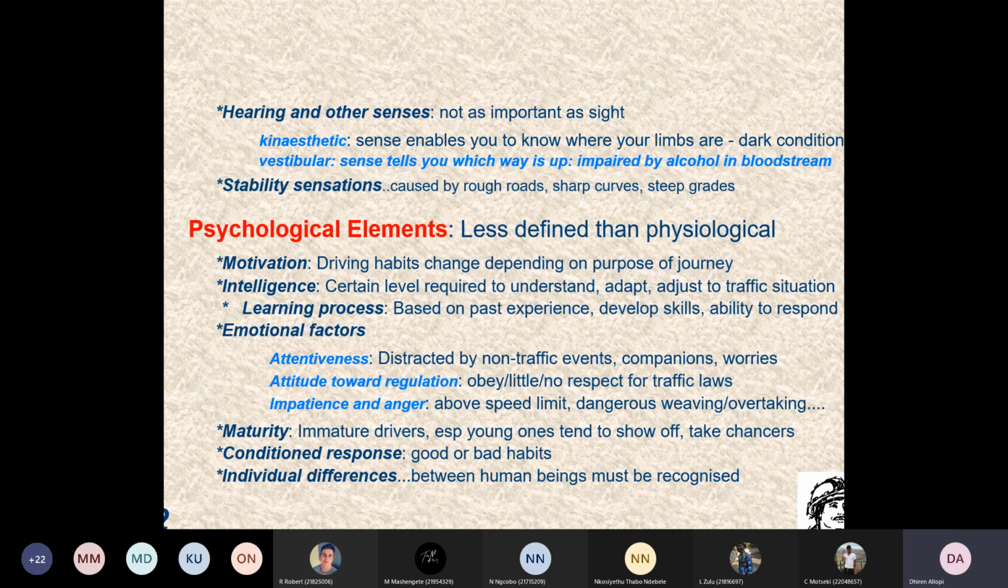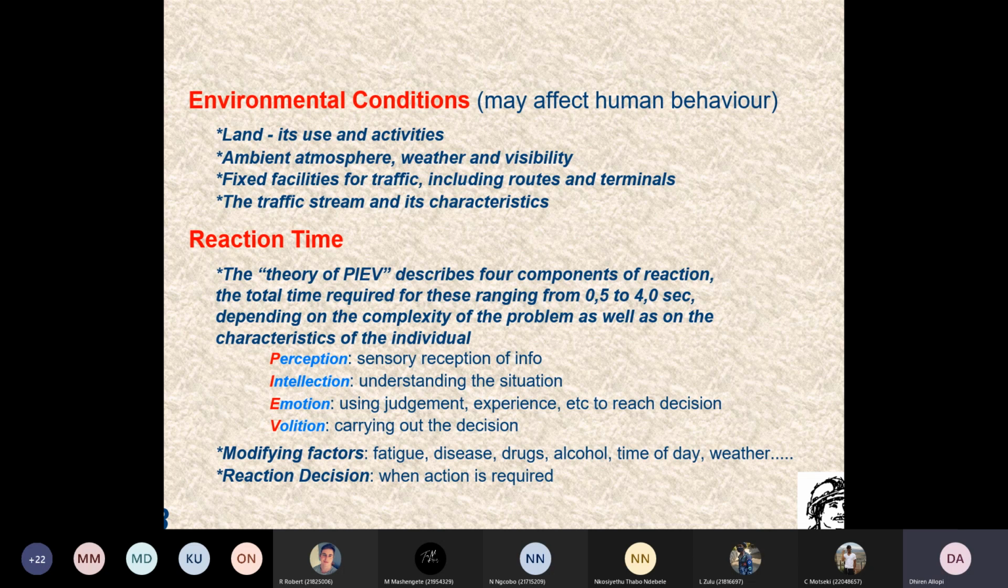Conditioned response, good or bad, so comes with habit. Sometimes they say habits are hard to change, especially the bad ones. So you live with it and you demonstrate that in your driving. Conditioned response. And yes, one must take into account, must recognize that we have different individuals with different aspects, different capabilities. So those are some of the factors that are even incorporated in your design, where you incorporate a fairly high factor of safety to take cognizance and account of some of these differences. So those fall under the psychological elements.